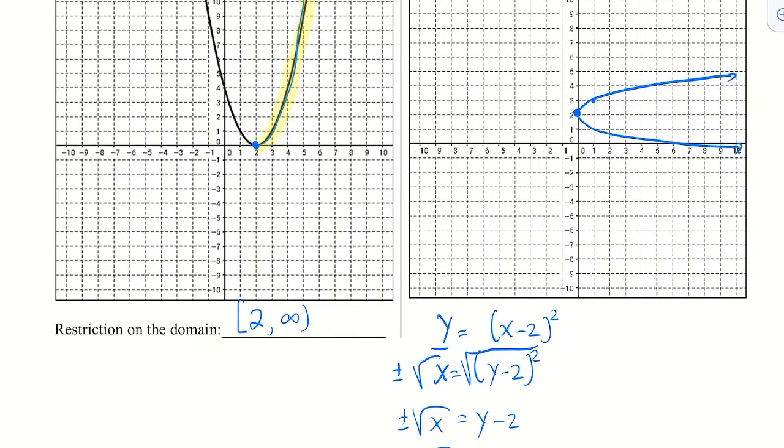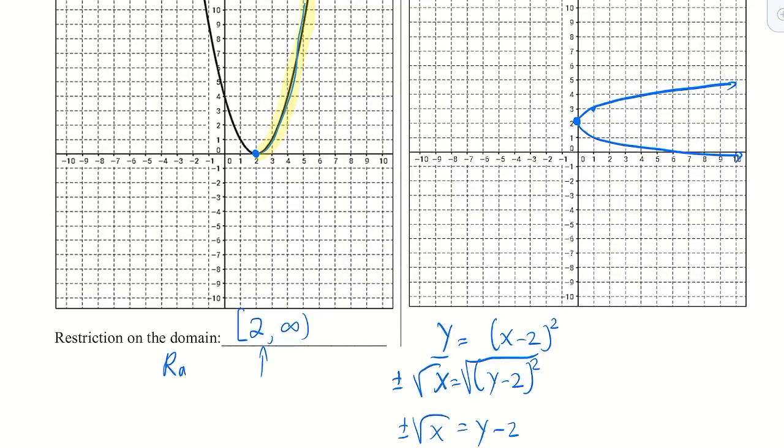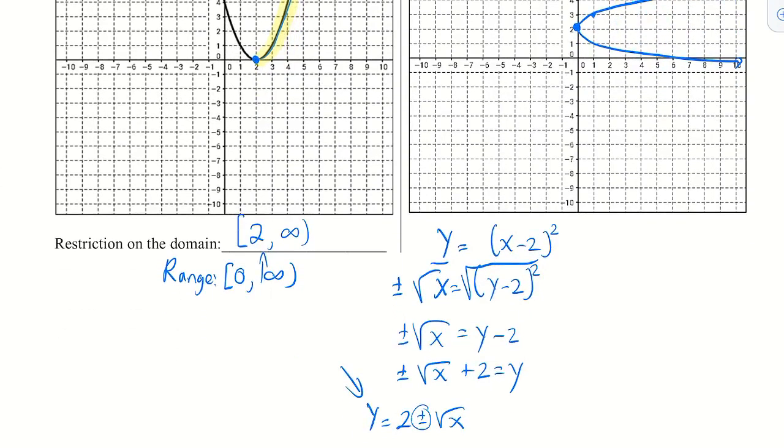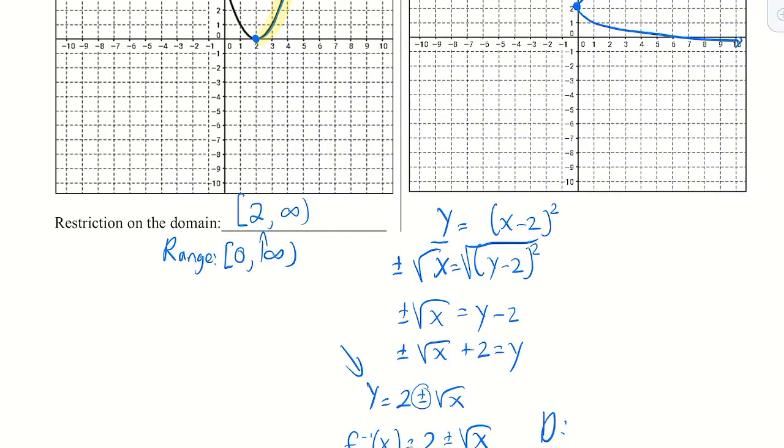So what I'm going to do here is, since the domain was restricted, the range, even though technically they didn't ask me to find it, was from 0 to infinity. Now, when you're dealing with inverses, this is technically my inverse function, so I'm going to say 2 plus or minus square root of x. That means that the domain and the range also switch. So the range was 0 to infinity, which means that the domain is going to go from 0 to infinity.